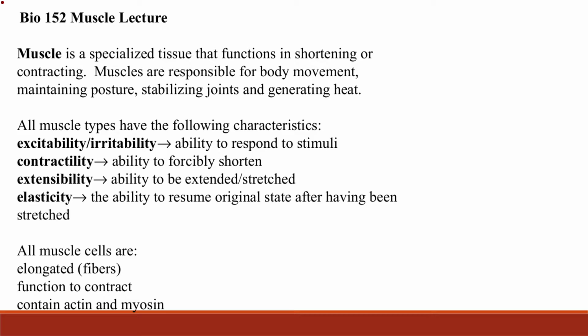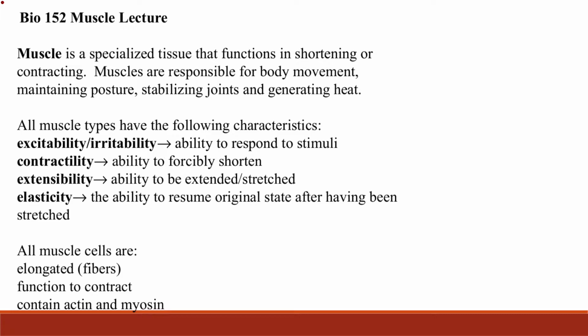Okay, so muscle is specialized tissue for contracting or shortening. And so it provides movement. And we have three different types of muscle in the body: cardiac muscle, smooth muscle, and skeletal muscle. And much of this will be about skeletal muscle. We will touch on the other two, but we're mainly going to talk about skeletal muscle.